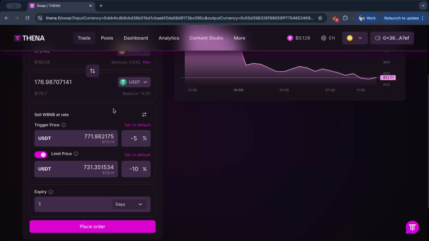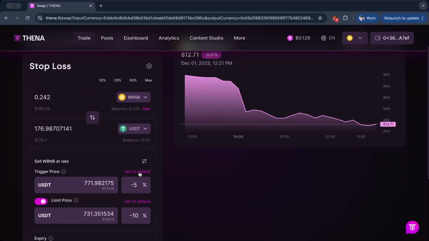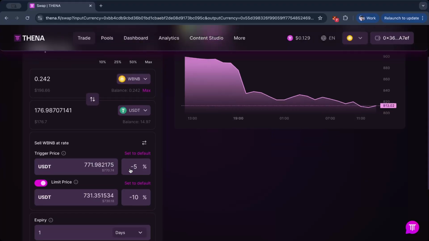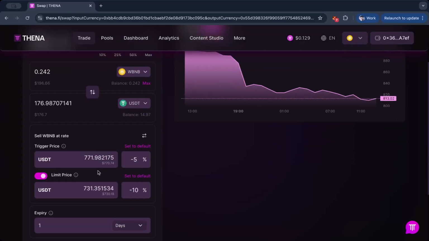That's something to keep in mind as you set up these stop loss orders. And like I said before, you're going to need to know the price of one BNB, because when you look down here at the trigger price, it can be a little confusing. You're like, what the heck? I'm selling 200 BNB. Why does it show me 700? Because the trigger price and the limit price are denoted in the conversion rate of 1 BNB to USDT. So a 5% drawdown from current prices is around 771 USDT.